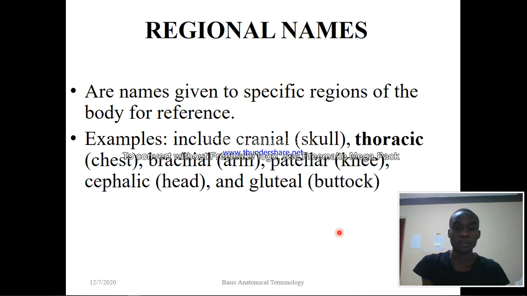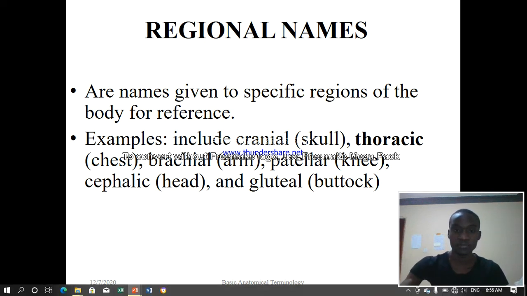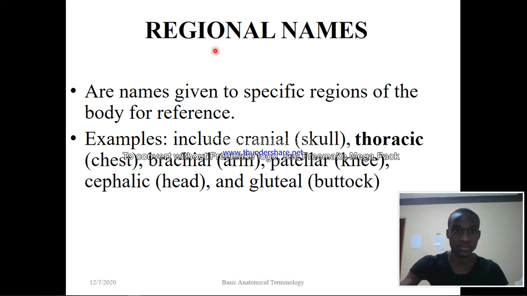Going on to the regional names. What are regional names? As you see, we have a major English term there, which is region. A region is a particular location. So these are names given to a specific location in the body, calling them specific regions of the body when we are referring to something. These names are multiple; there are many.